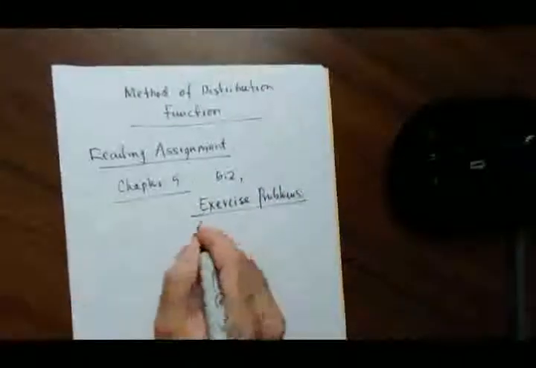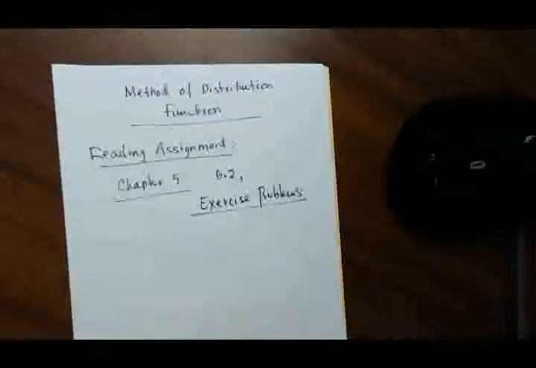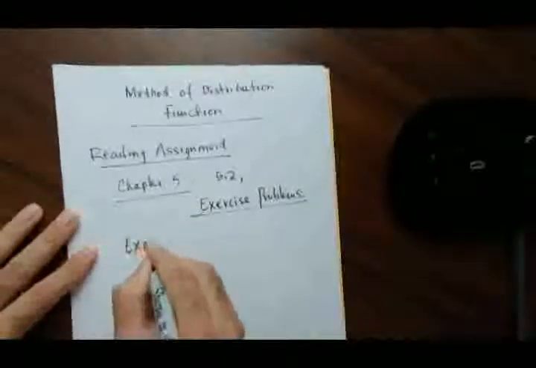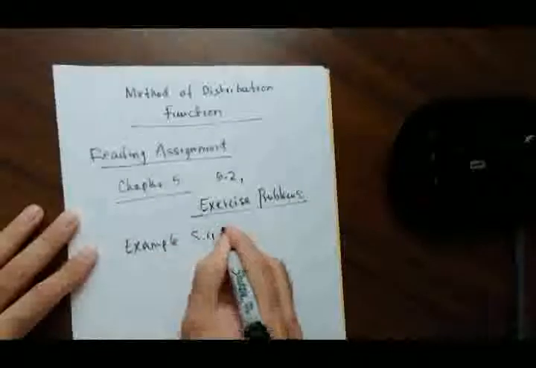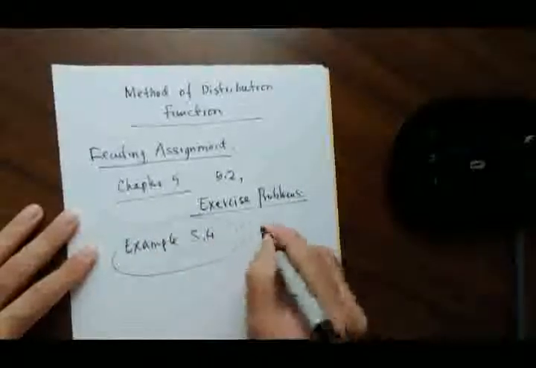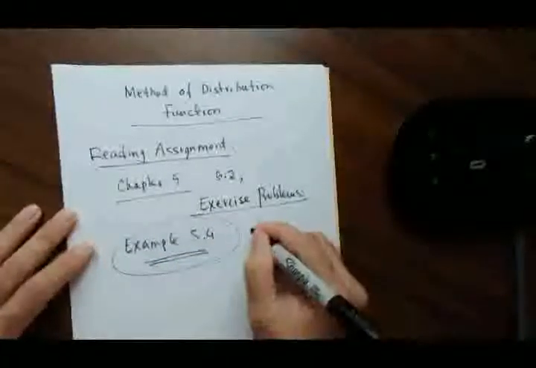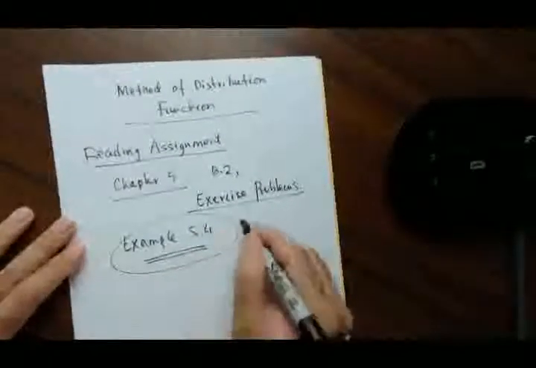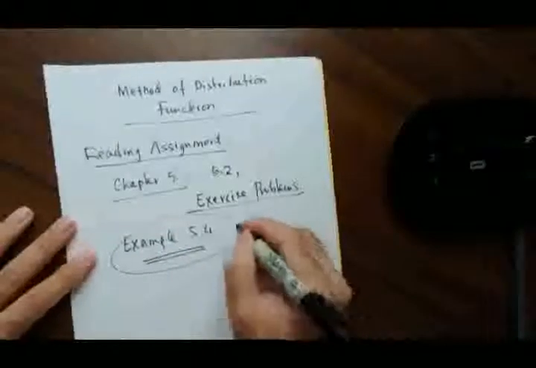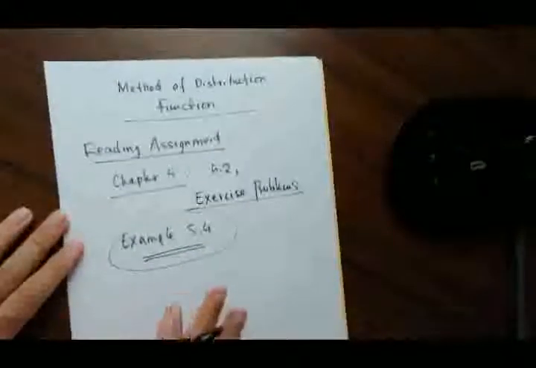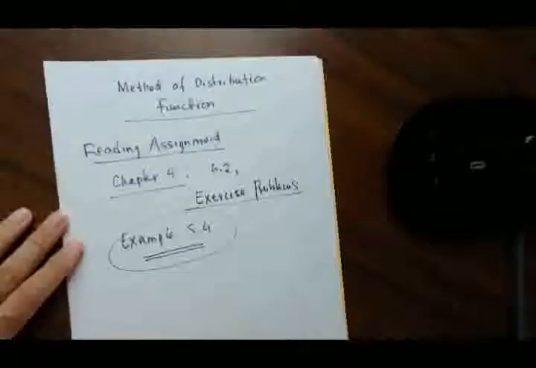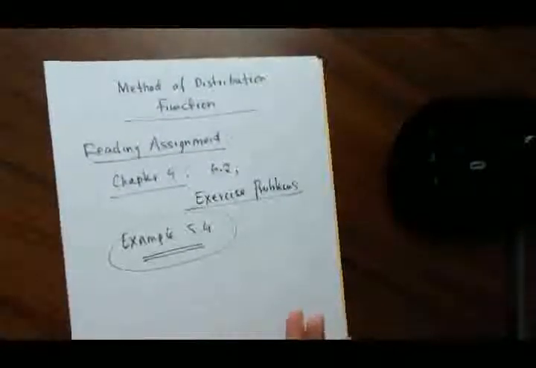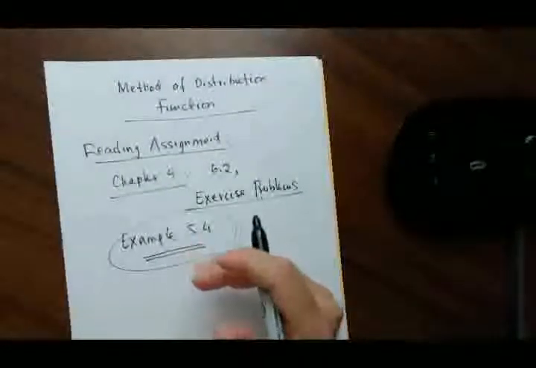I'm actually more concerned about chapter 6. But the example that I'm going to use in chapter 6 is related to example 5.4. So this is your must-read assignment, example 5.4. If you never encountered this type of problem, you should go through example 5.4 to figure out what's going on. But that's not the problem we are going to do. We are going to do a chapter 6 example which is connected to example 5.4.